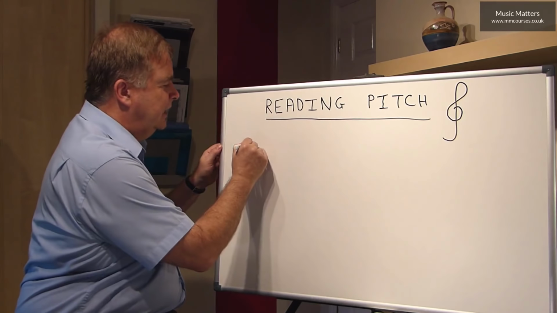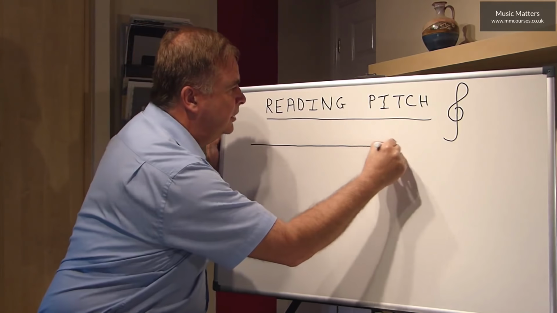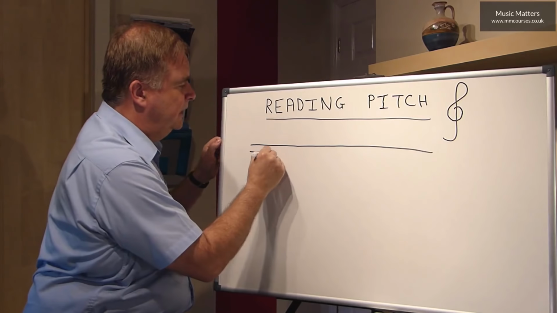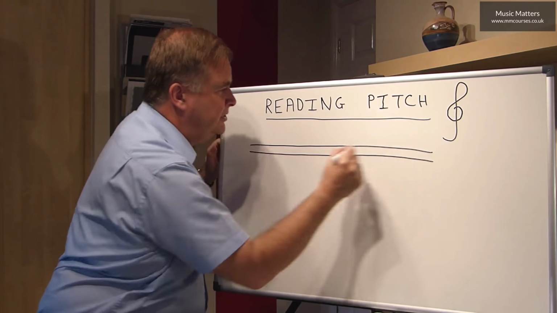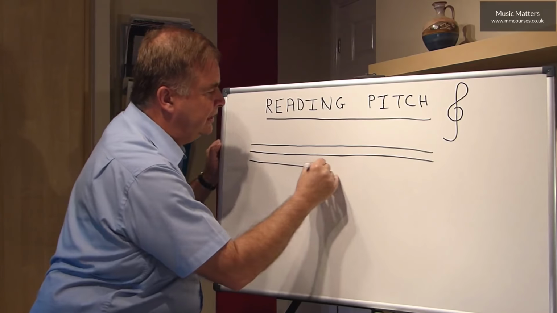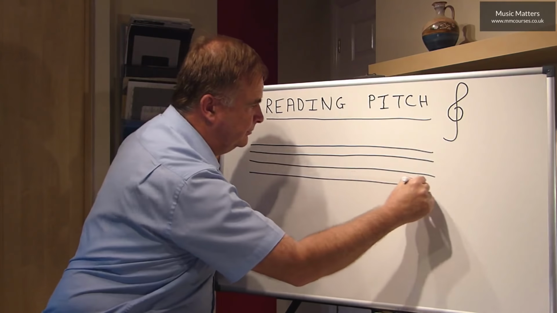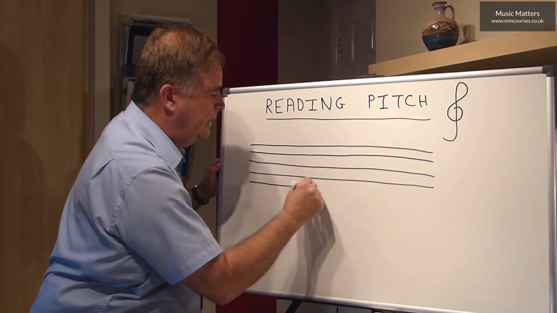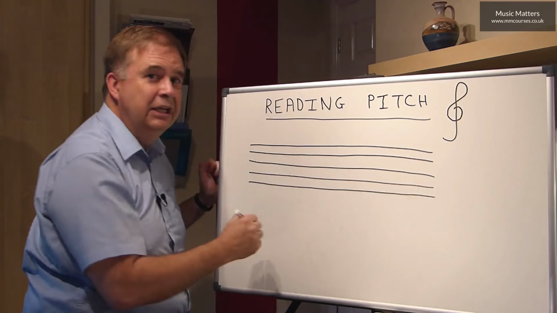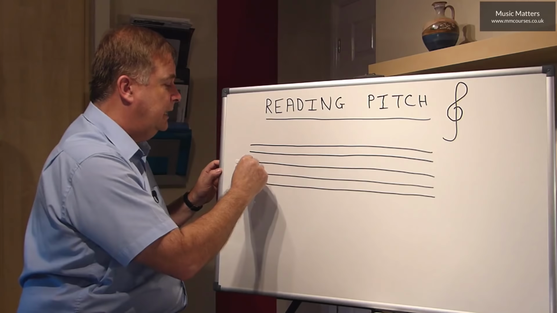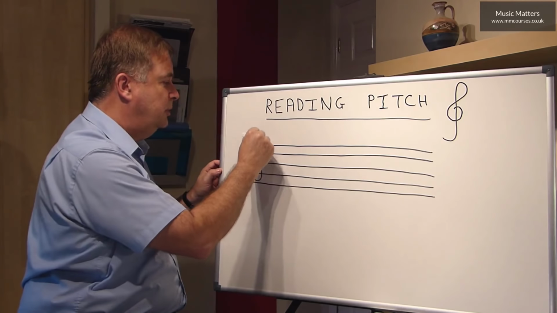Now, music is written on five lines. And we call the five lines of music the stave. So here comes a stave. And at the beginning of every piece of music, you should find a clef. Here's the treble clef.